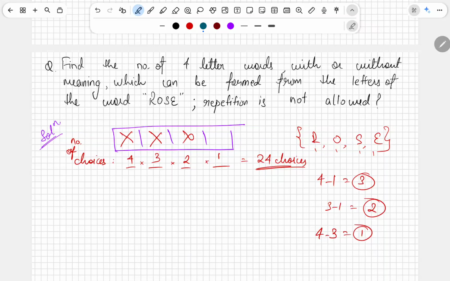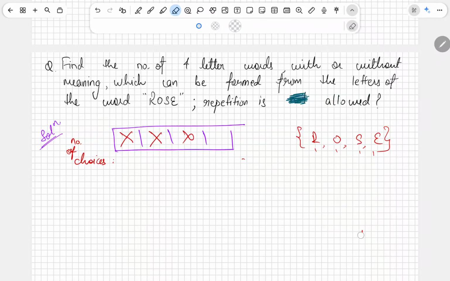Now I'll change this question. Repetition was not allowed. Now repetition is allowed. Now let's solve it again with repetition being allowed. If repetition is allowed, now let's have a look at this question. The question remains the same. The question says find the number of 4-letter words with or without meaning which can be formed from the letters of the word ROSE.